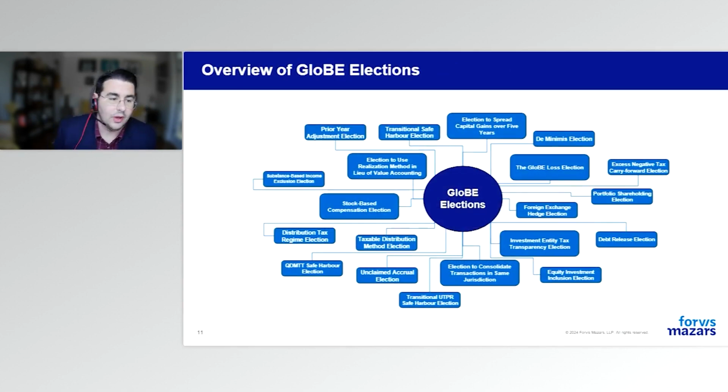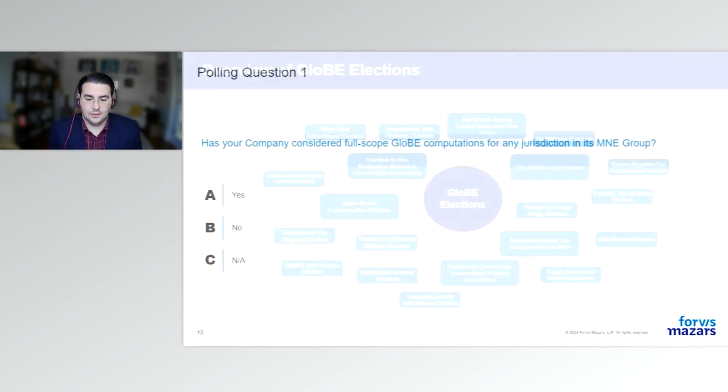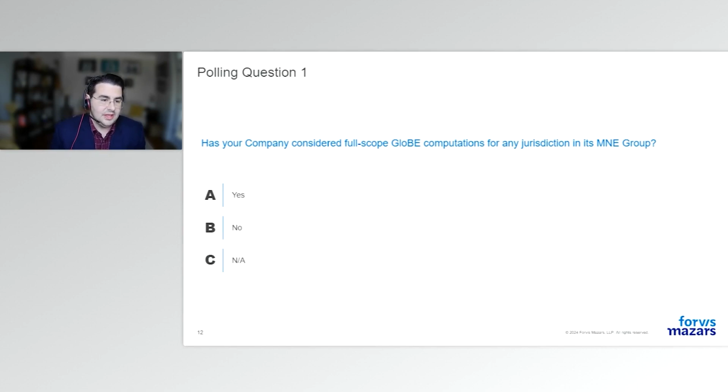In front of you is a quick overview of quite a bit of the elections, and all of these we'll cover in rather fluent detail in the next sessions coming. You'll see there's a variety of different GloBE elections, and in doing the GloBE elections, there's a variety of different modeling pieces that come in. So we're going to peel a layer of the onion today to dive in. But before we do that, let's kick it off with our first polling question. So, has your company considered full scope GloBE computations for any jurisdictions in its M&E group?